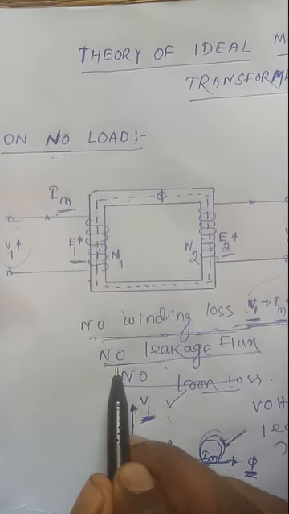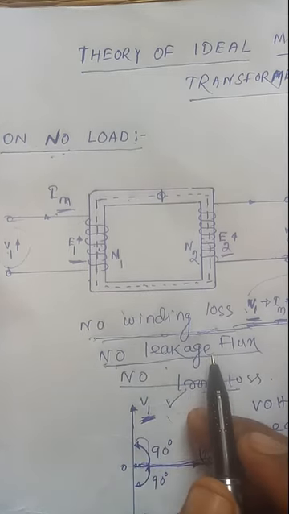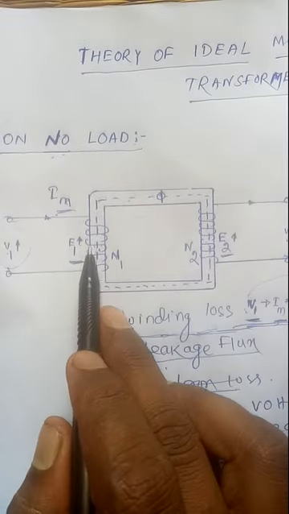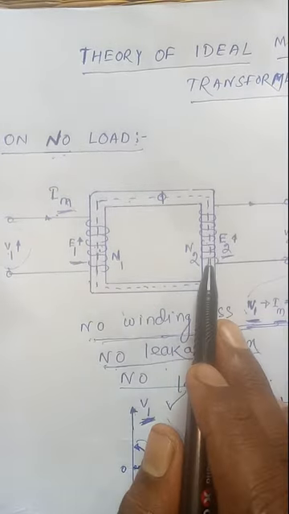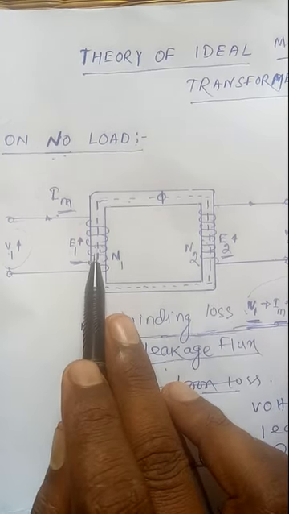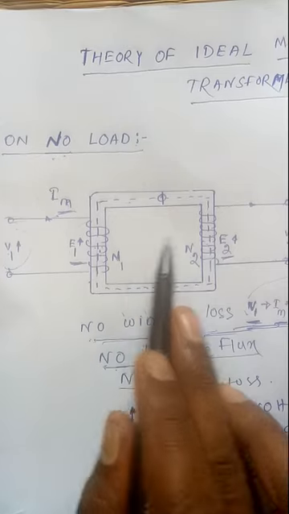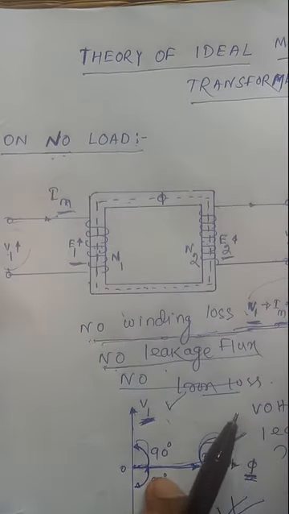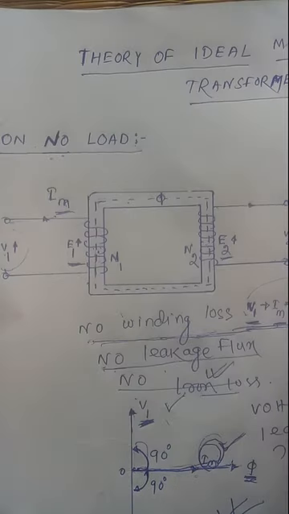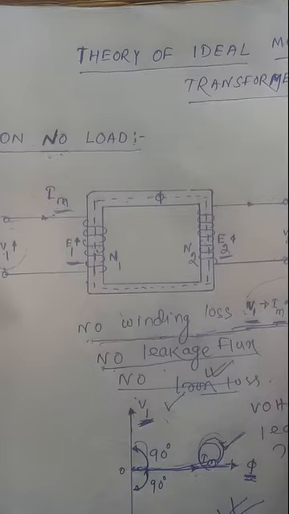Second is no leakage flux. That means the flux produced on the primary side links to the secondary winding. So we can say the same flux links both primary as well as secondary. And the third property is no iron loss. Iron loss means eddy current as well as hysteresis loss.